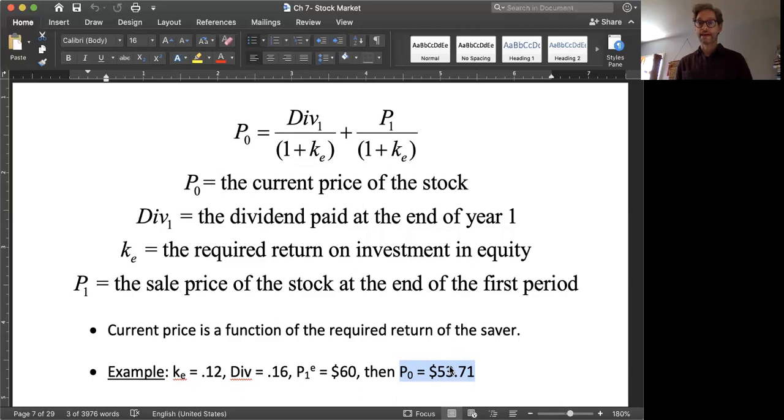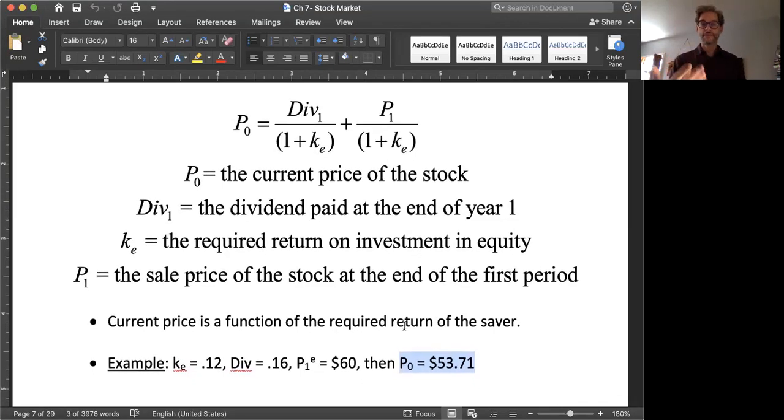What happens if the stock is selling at $50? Well, then I buy it, right? Because the stock is lower than the price that I need for it to make sense to me. What if the stock is selling at 56? Then I don't buy it because it's too pricey. Right? It's too pricey based on my required return and my estimate of what I think future dividends and future price is going to be.